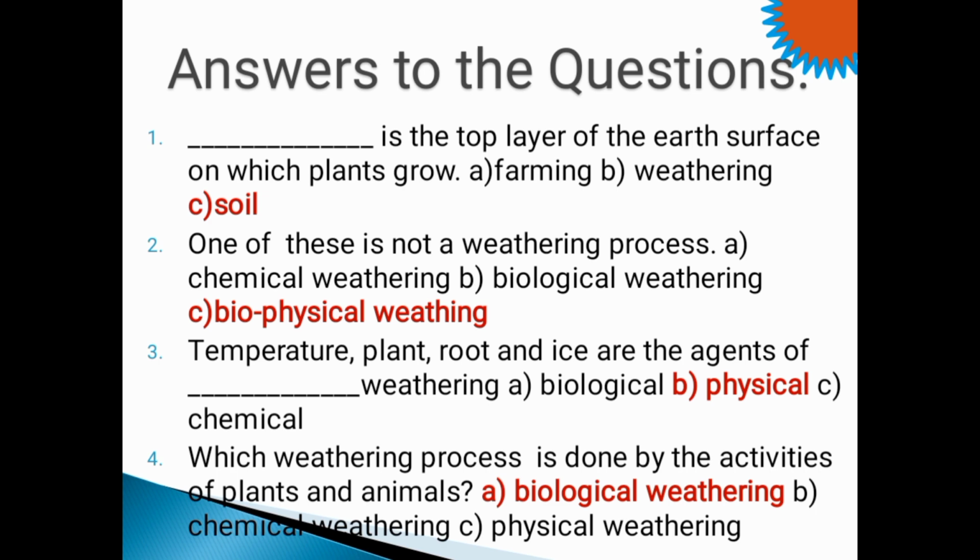And the second one, which of these is not a weathering process? The answer is biophysical weathering. Okay? The third one, temperature, plants, roots, and ice are the agents of dash weathering. A. Biological. B. Physical. C. Chemical. The answer is physical. 4. Which weathering process is done by the activities of plants and animals? The answer is biological weathering.